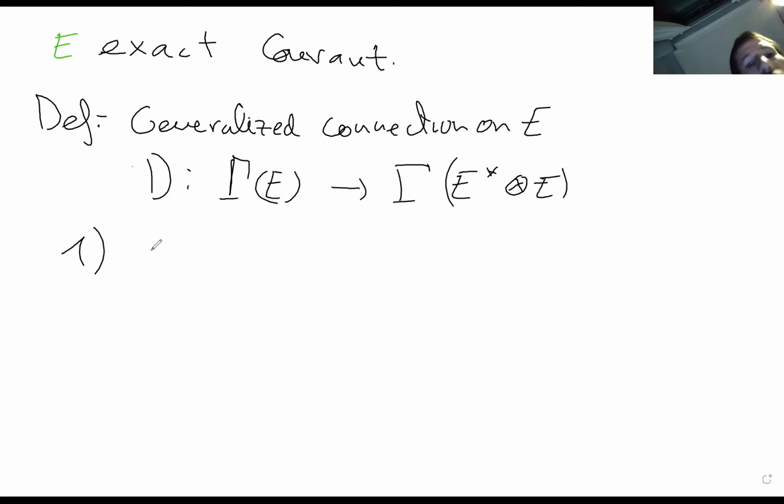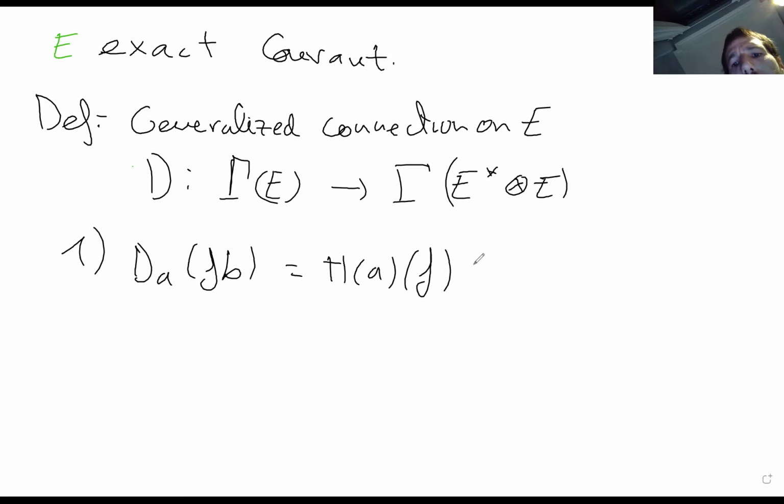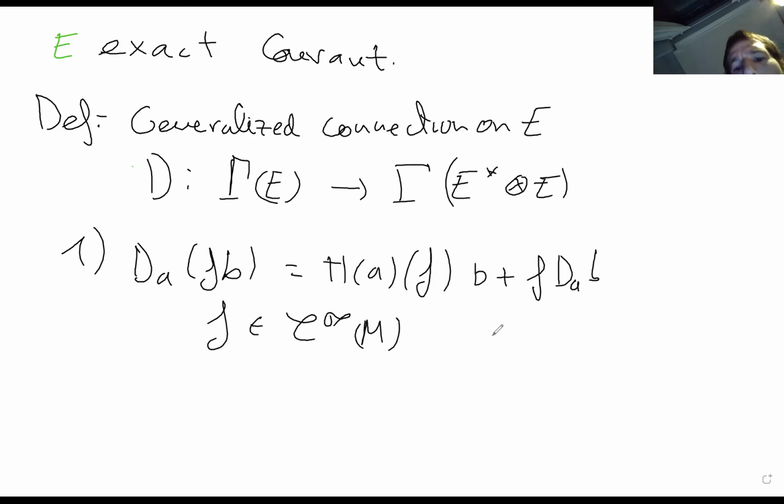properties. One is that the derivative with respect to A of fB, so I think of this as a usual connection, replacing tangent by tangent plus cotangent, if you wish, is the anchor map applied to A acting on the function times B, plus f D_A B. Here f is a function on the manifold and A and B are sections of E.